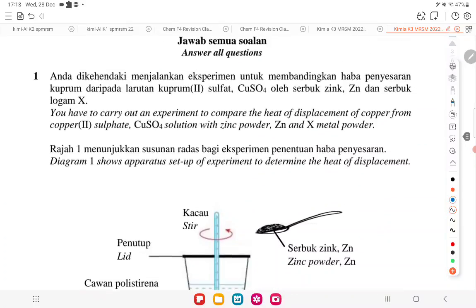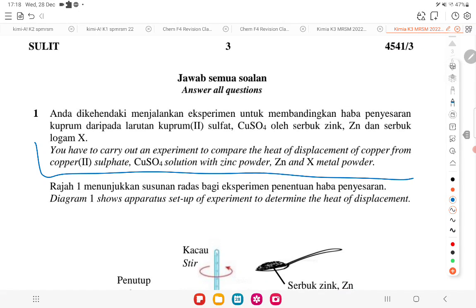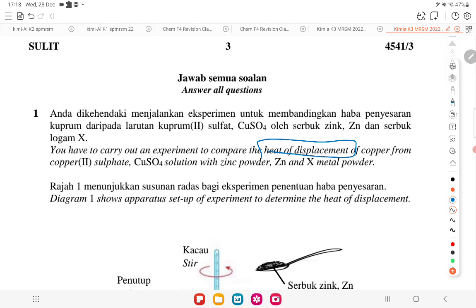So you go to read the first line of the experiment. You have to carry out an experiment to compare the heat of displacement of copper from copper sulfate solution with the zinc and also the X powder. So this experiment, what is the purpose? They want us to compare the heat of displacement when they use two different metal powder. When they use the zinc metal powder and the X metal powder, what is the heat of displacement they want?